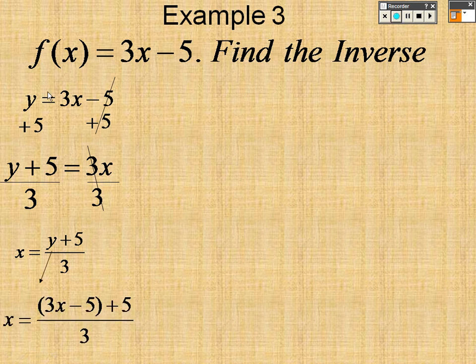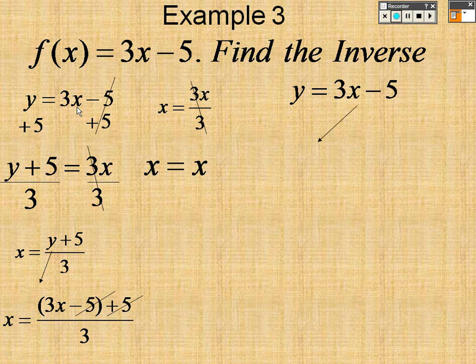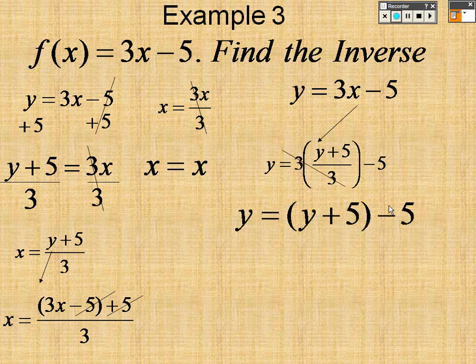So I'm going to plug in y first. When I plug it in, I get 3x minus 5 plus 5 over 3. Well, minus 5 plus 5 cancels, leaving me with 3x over 3. The 3's cancel out, so I get x equals x. So far, so good. That's telling me it's true, but I need to do it in reverse now. So I take all this and plug it in for x up here. The 3 on the outside and the 3 on the bottom cancel out, leaving me with y plus 5 minus 5. The 5 minus 5 cancels, so I got y equals y.